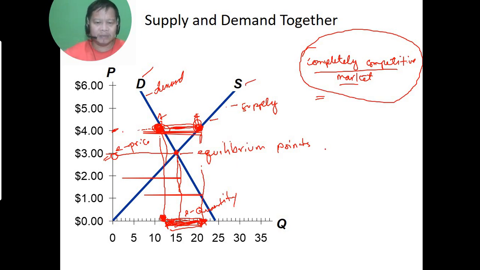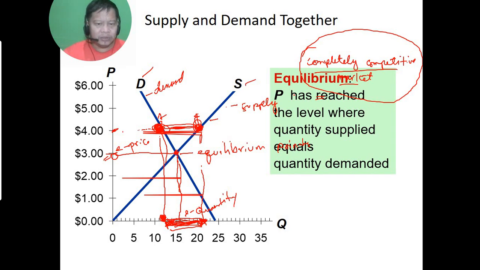Okay? So, ito, no? Equilibrium. Sa equilibrium daw, this is the equilibrium point, the interaction between demand and supply. So, at the equilibrium, price has reached the level where quantity, ito yung quantity, where quantity supplied equals the quantity demanded. So, dinhi nga point sa equilibrium, kung pila lang i-demand sa consumer, mao ra po i-supply sa supplier.